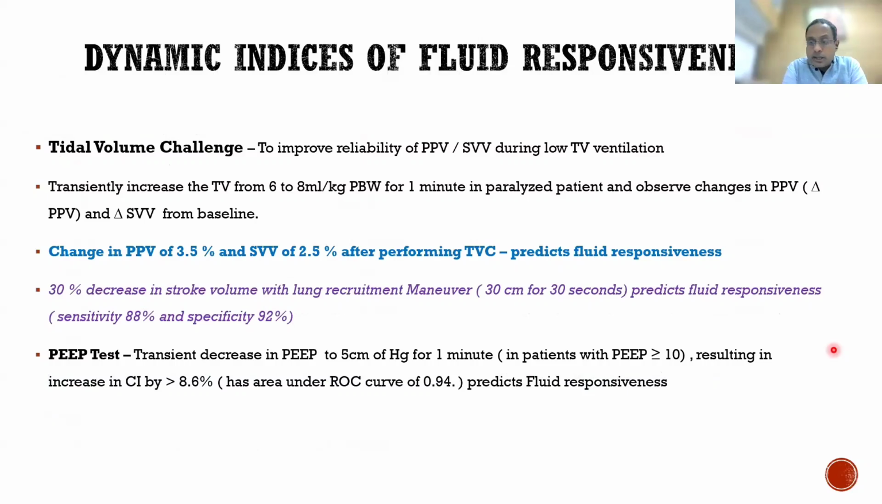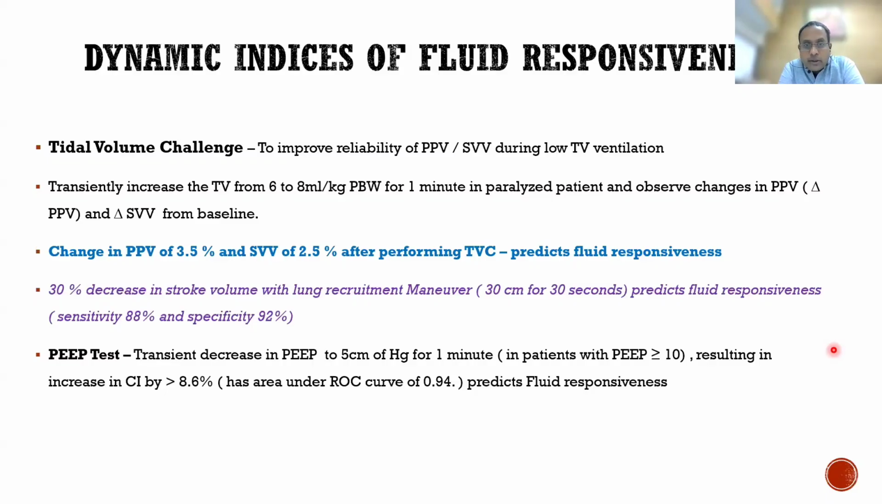What are the newer tests to increase the sensitivity and specificity of these parameters? One is the tidal volume challenge. It increases the reliability of pulse pressure variation or stroke volume variation during low tidal volume ventilation. What we do is increase the tidal volume to 8 ml per kg predicted body weight for 1 minute in a paralyzed patient and observe the change in pulse pressure variation and stroke volume variation from baseline. A change in pulse pressure variation of 3.5% and in stroke volume variation of 2.5% after performing the tidal volume challenge predicts that the patient may be responsive to fluids.